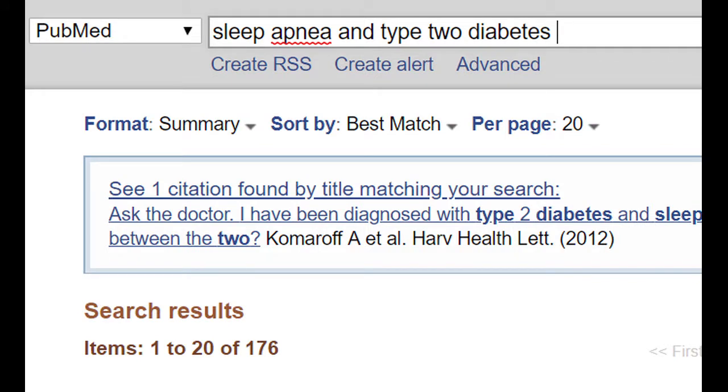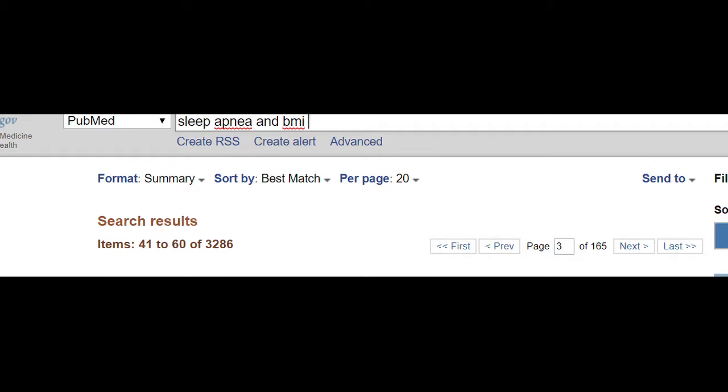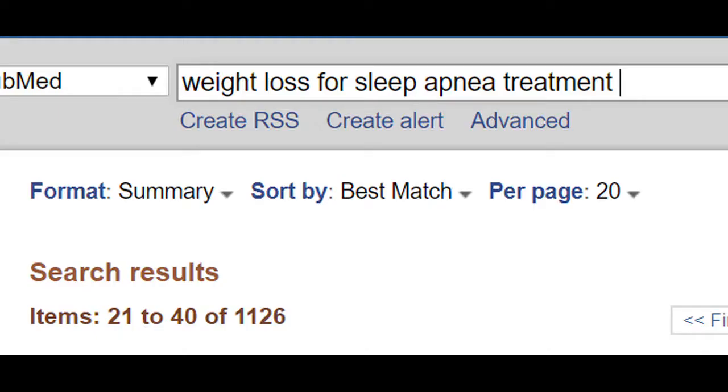Sleep apnea and type 2 diabetes. That search alone came up with 176 results. Depending on what sort of search you put in, you can bring up a lot more results than that just on type 2 diabetes. Sleep apnea and BMI. So obviously sleep apnea, obstructive sleep apnea, is definitely related to being overweight or obese. That came up with 3,286 results. Weight loss for sleep apnea treatment: 1,126 results, talking about the benefits of losing weight to treat obstructive sleep apnea.